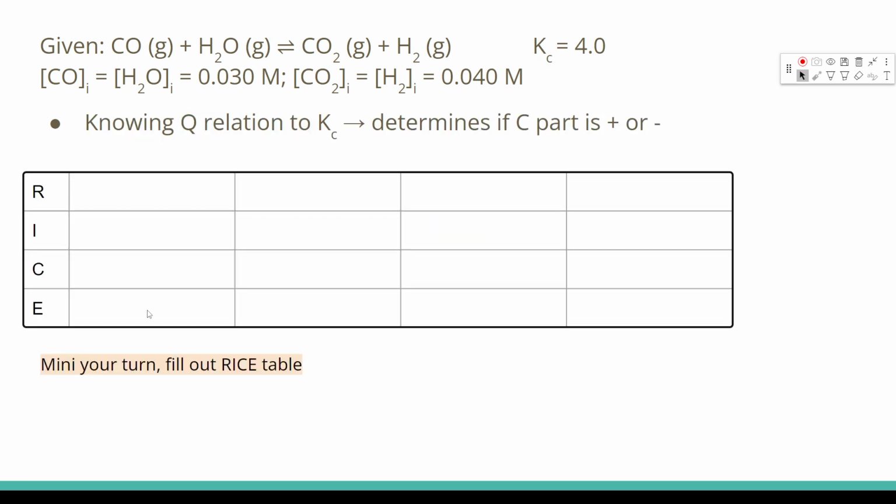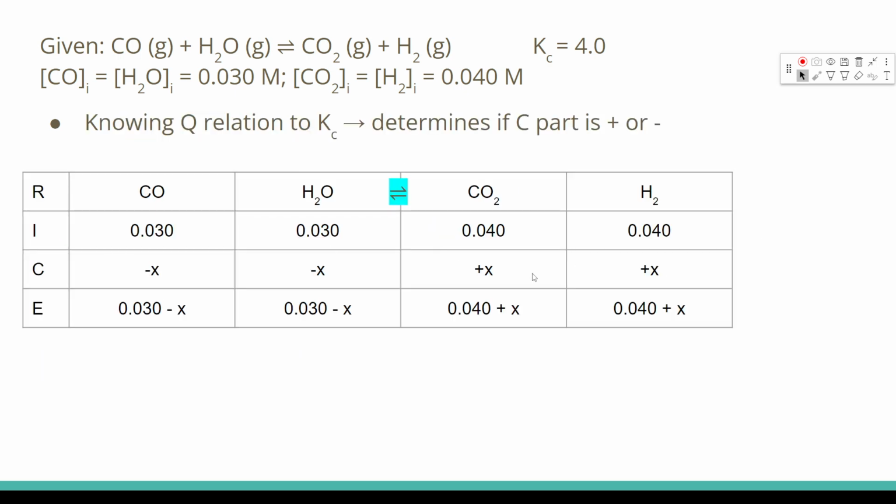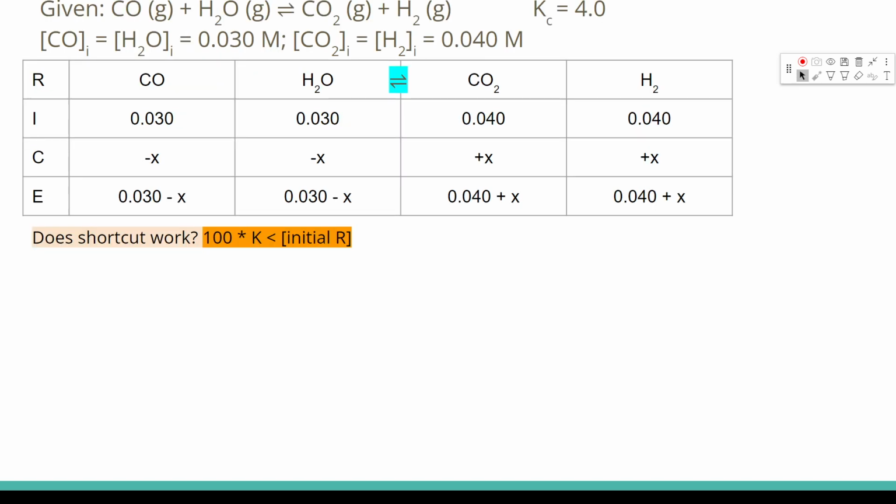And so that's why the C part is positive on the product side and subtraction on the reactant side. Because again, we need to make product. We're comparing Q and K because math ratios. We love math ratios.